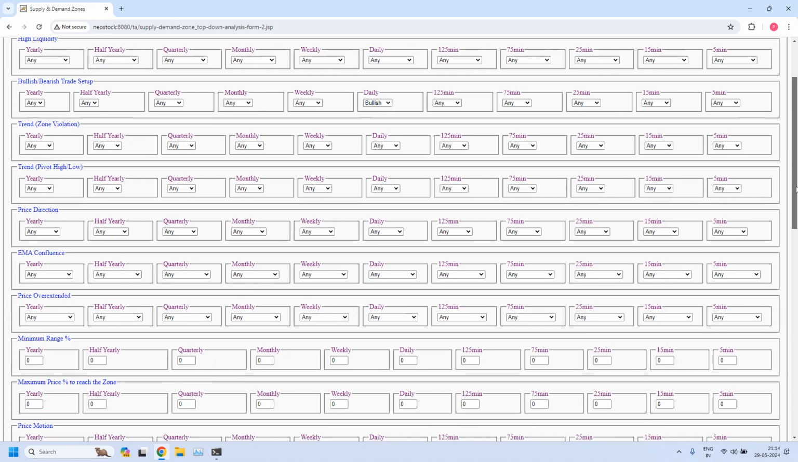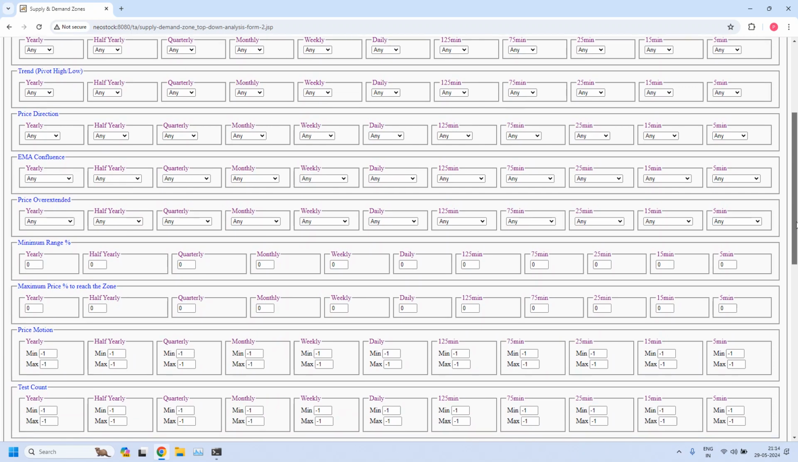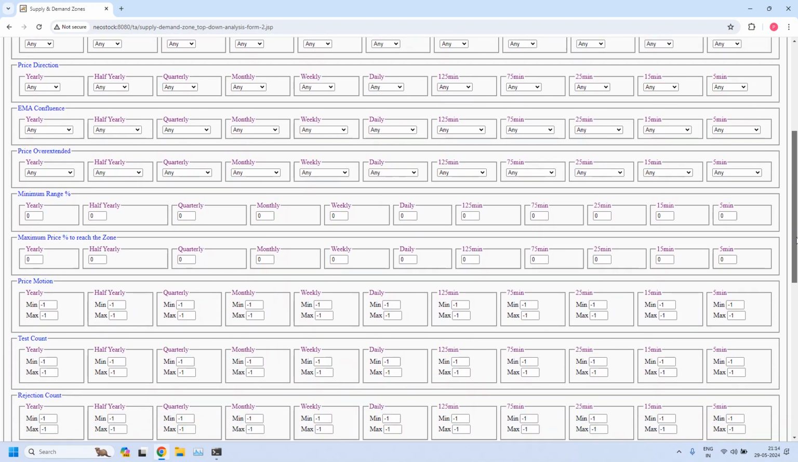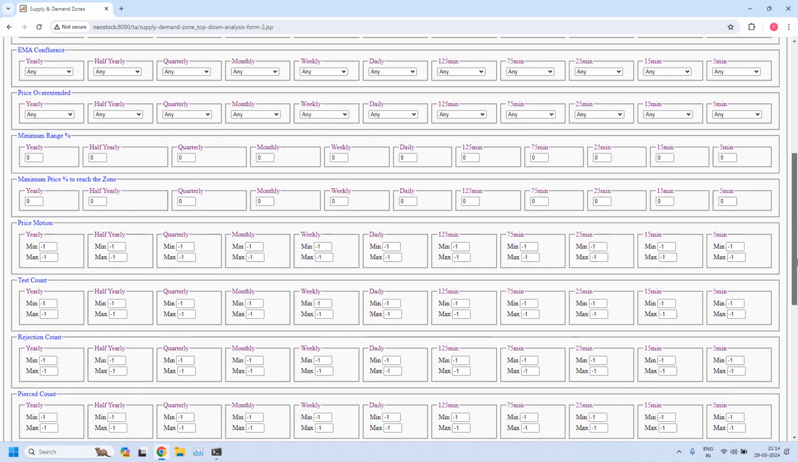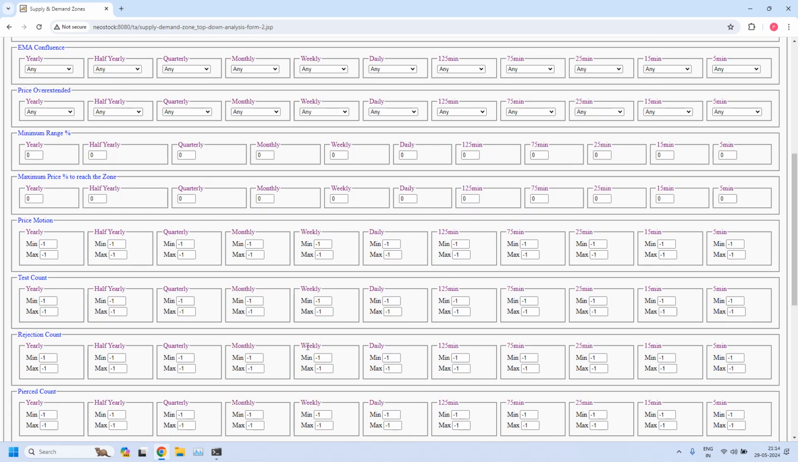The first parameter is we don't want pierced zones because pierced zones are not tradable zones. So there is a parameter called pierced count, the last parameter in this page. In this entry time frame, that is the daily time frame, you have to set a minimum value as 0, maximum value 0. This indicates pierced count should be 0. Pierced count 0 means the zone is not pierced. So it is a tradable zone.